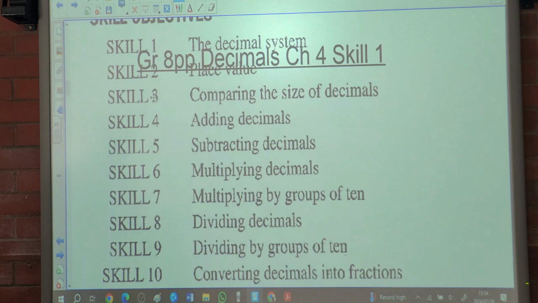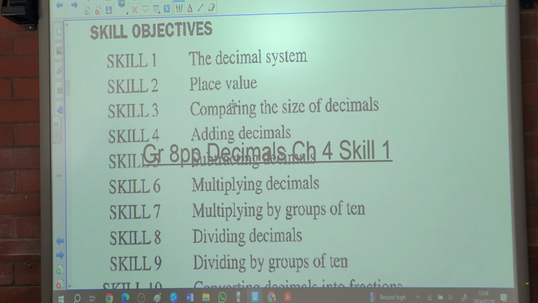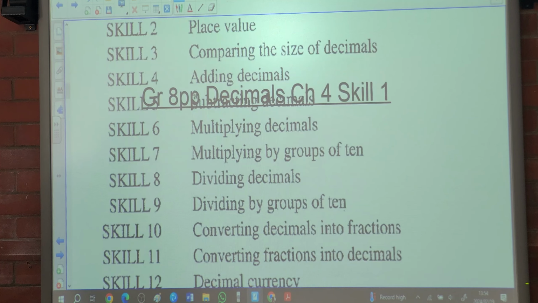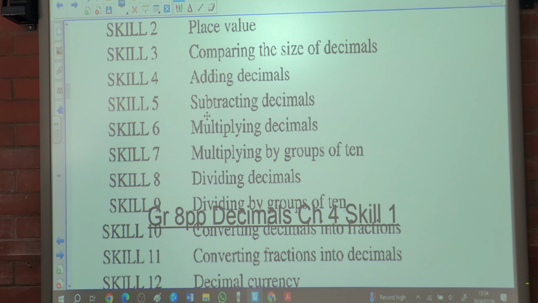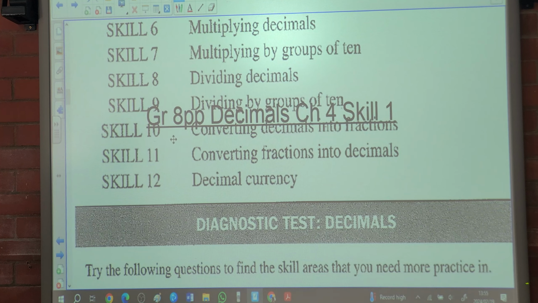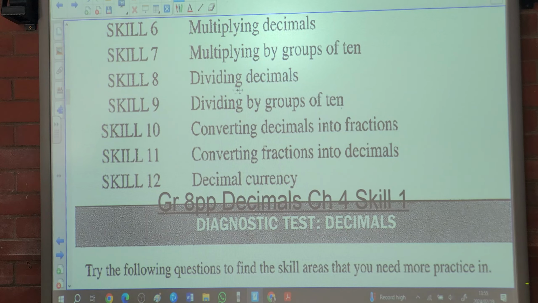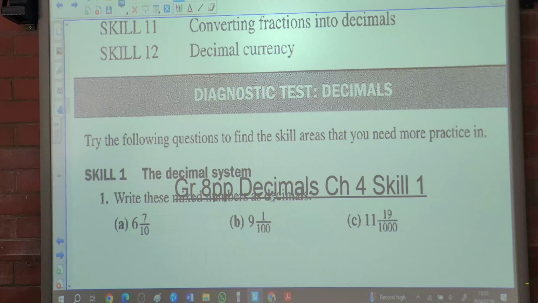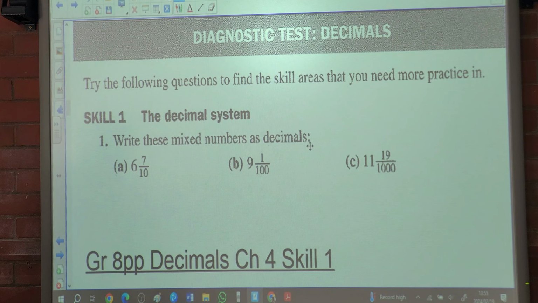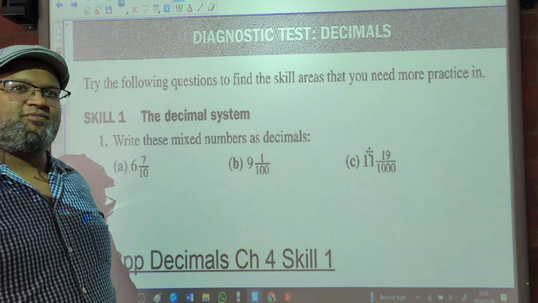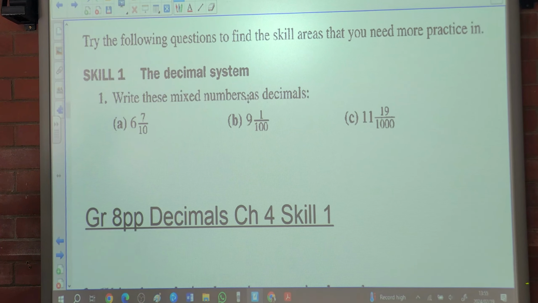Now the skill objectives. In this video we're going to look at the decimal system, place value, and comparing the size of decimals, the first three. Skills 4, 5 and 6 are adding decimals, subtracting decimals, and multiplying. Skills 7, 8 and 9 look at multiplying by groups of 10, dividing by decimals, and dividing by groups of 10. Skills 10, 11 and 12 are converting decimals into fractions, converting fractions into decimals, and decimal currency. At this point, you have done the diagnostic test already, right? Right, so let's go straight into it.